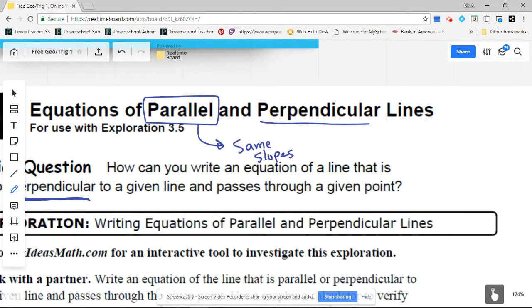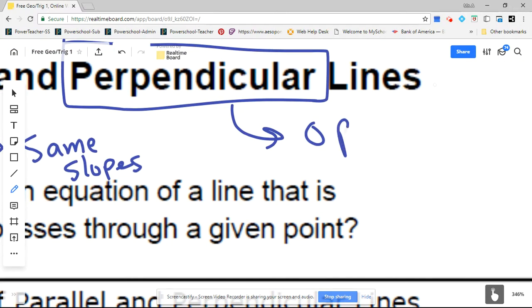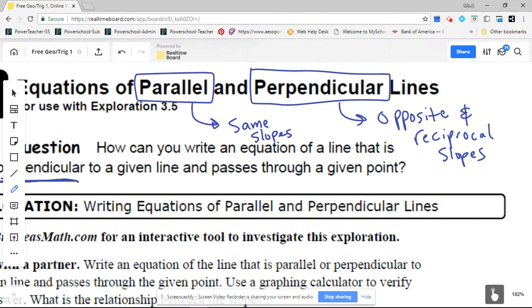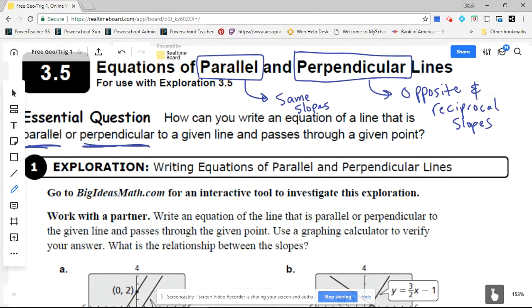Let's box perpendicular. What do we know about perpendicular lines? They have opposite and reciprocal slopes. Okay, so that's going to be key. Opposite and reciprocal. Notice the and, not or. You got to have them both, opposites and reciprocals.